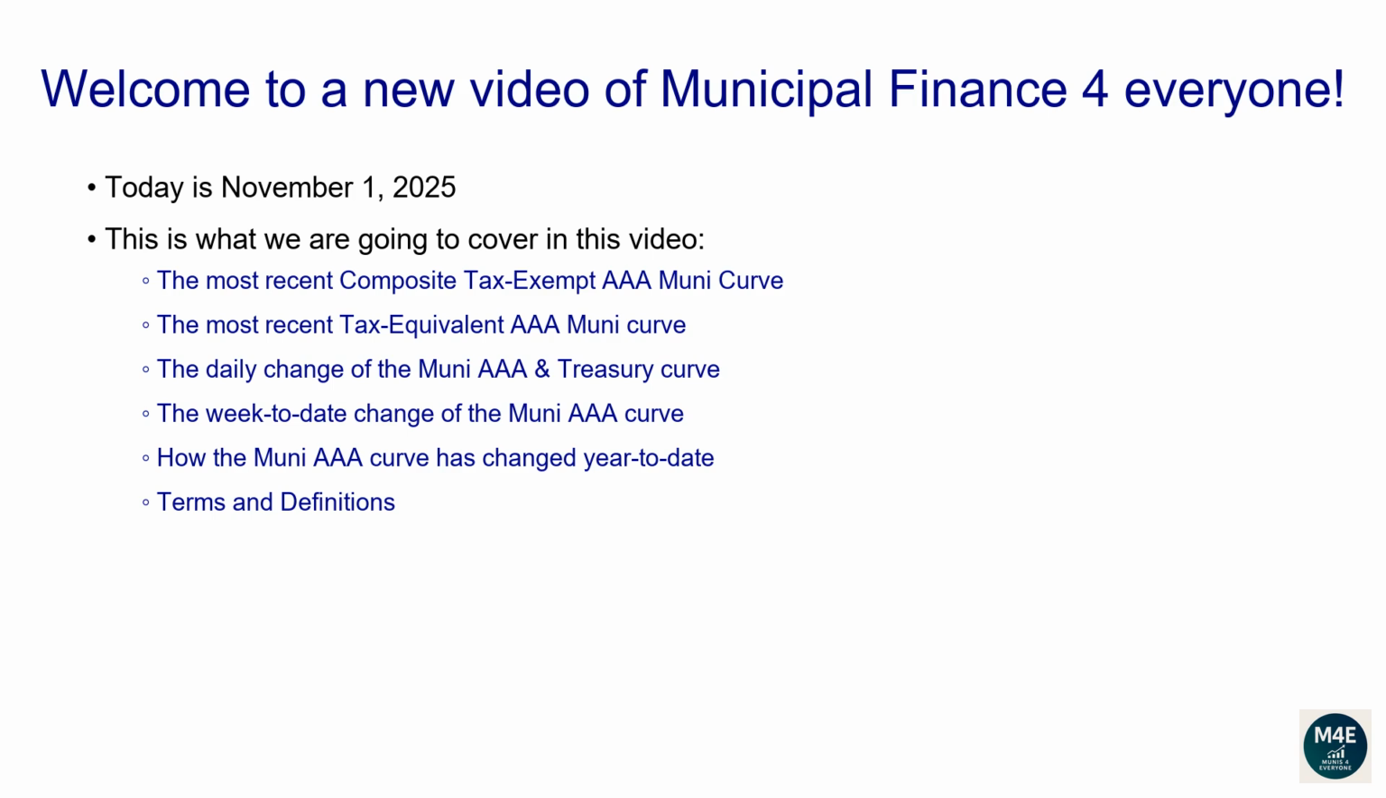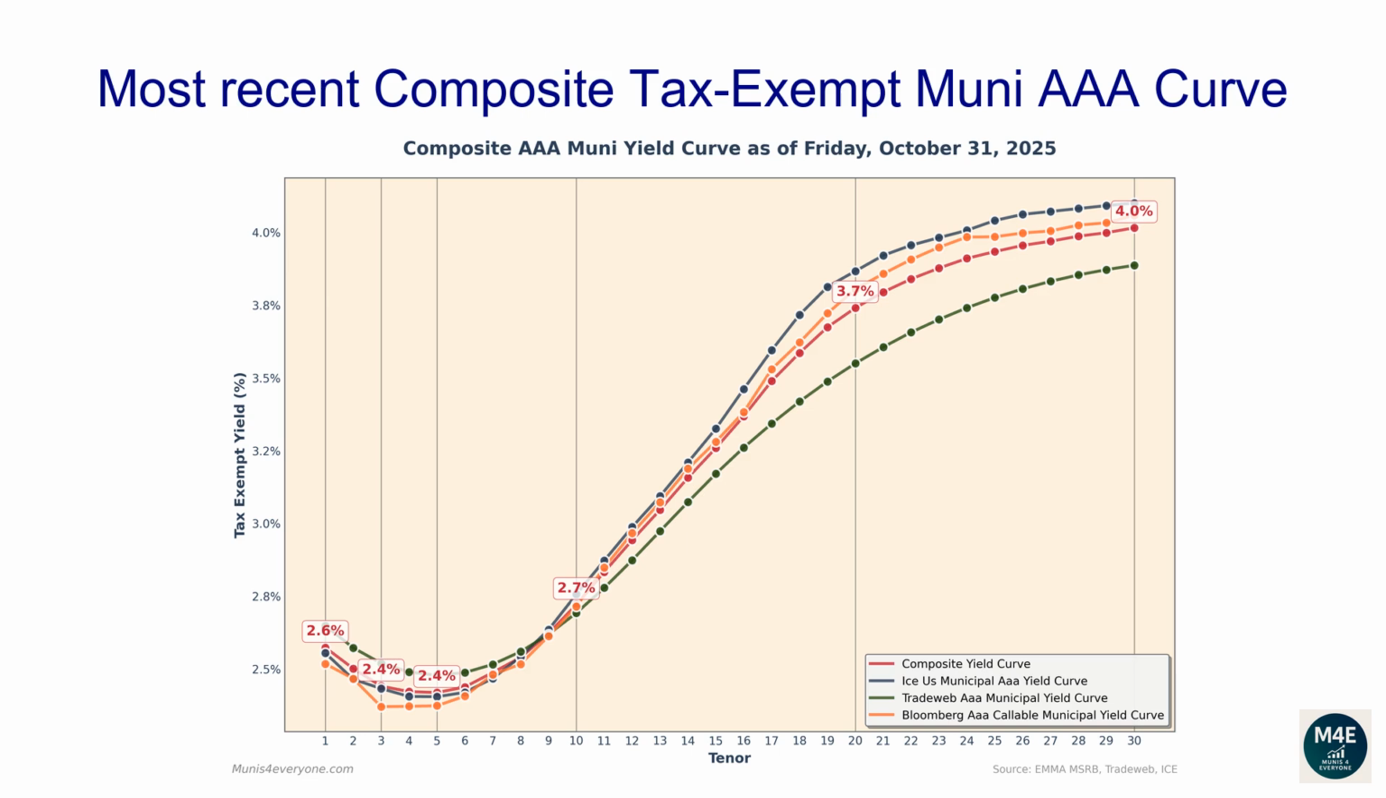Terms and definitions. Let's go over the most recent composite tax-exempt Muni AAA curve. The following composite tax-exempt yield curve is based off the most recent ICE, TradeWeb, Bloomberg yield curves that are available on the MSRB website, plus some proprietary extra adjustments, as of October 31, 2025.